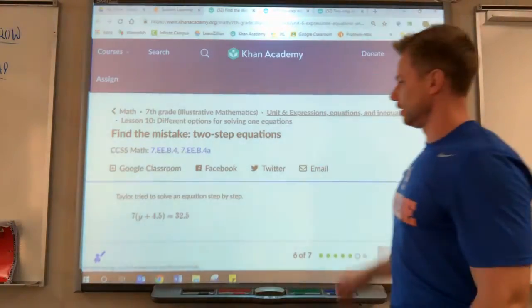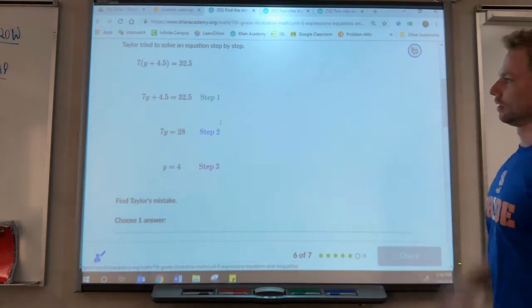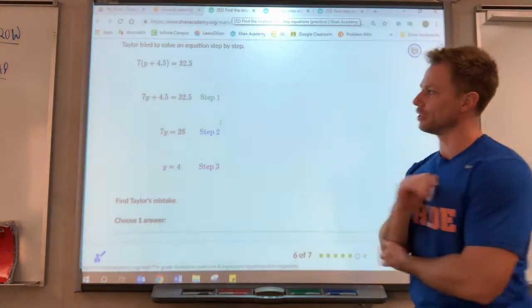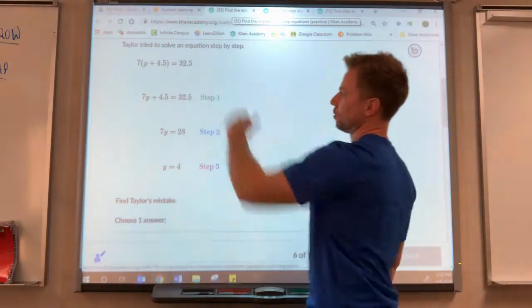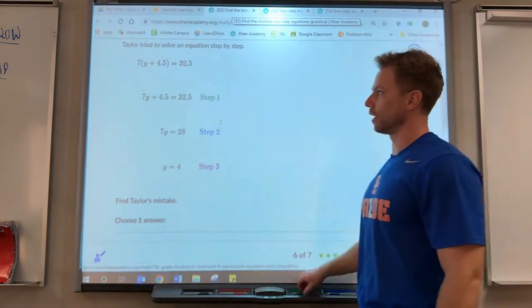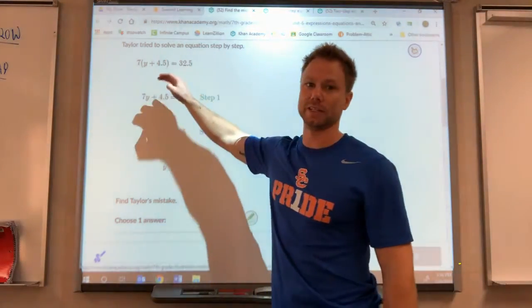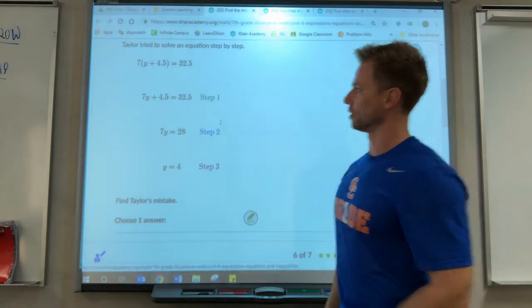All right, our last link here, same thing, except we're trying to find the mistake in the steps. So remember, they could either distribute the 7 or they could divide both sides by 7. So you have to be aware of both, because you might think they made a mistake, but actually what they did is they divided instead of distributing. So make sure you're watching that carefully.